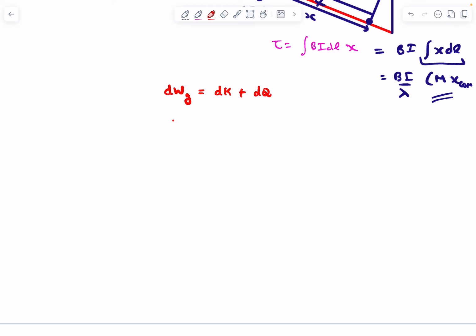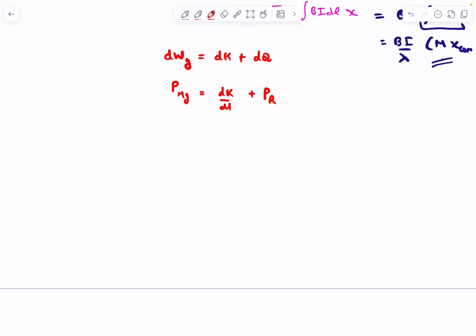Okay, so now if you just divide by dt on all sides, we can convert it into the power form as well. So the power of gravity equals dK by dt, which is the rate of change of the kinetic energy of the object, plus dQ by dt, which is the power transmitted across the resistor. Okay, now the kinetic energy of the rigid body, we can write it as half I about the instantaneous axis of rotation multiplied by the angular velocity of the rigid body squared. The I about the instantaneous axis of rotation, we figured it out. It was ml square by 3, right? And this multiplied by omega squared.